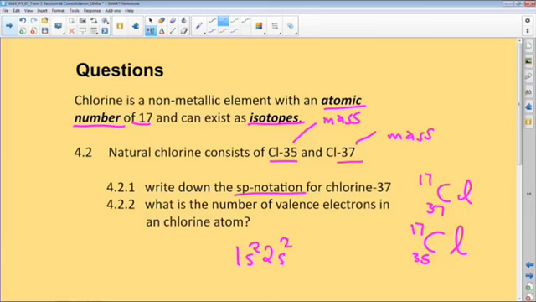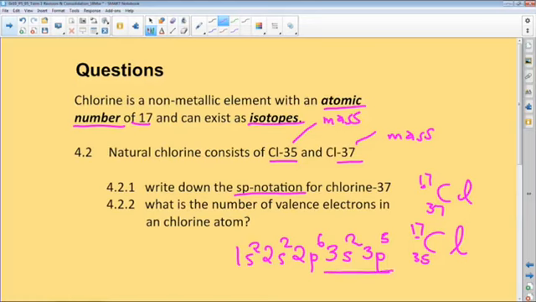Remember, the s orbital can only be occupied by a maximum of 2 electrons. The 1s is followed by the 2s. There is no 1p, which is often a mistake. Then the 2p6. Already we've got 10 electrons. Now we want to reach 17, whether it's chlorine 37 or chlorine 35. And then we've got the 3s2, and then the 3p5. So the highest energy level of chlorine has got 7 electrons.